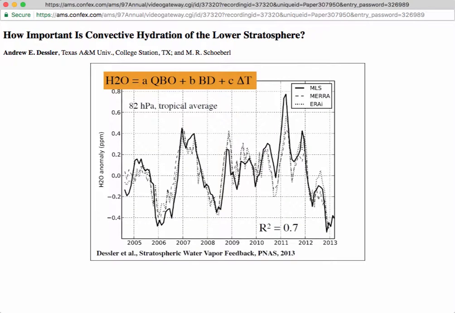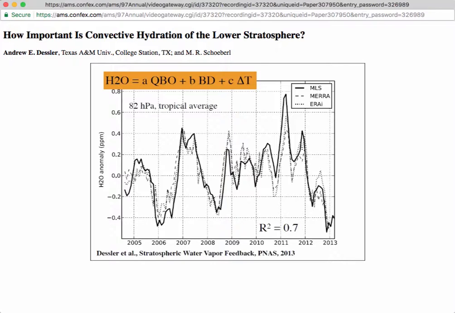And in fact, in a paper we did a few years ago, this is a time series. The black line is MLS. This is 82 millibars, so just above the tropical tropopause. This is a tropical average. And what you see is that we can fit the water vapor to these terms, and that's what these dashed lines are, using MERRA and ERA-Interim regressors for tropospheric temperature, Brewer-Dobson circulation, and QBO. You see, you get a really excellent fit. So if you tell me the QBO phase, the strength of Brewer-Dobson circulation and tropospheric temperature, I can tell you how much water is in the lower stratosphere. So this we published a few years ago.